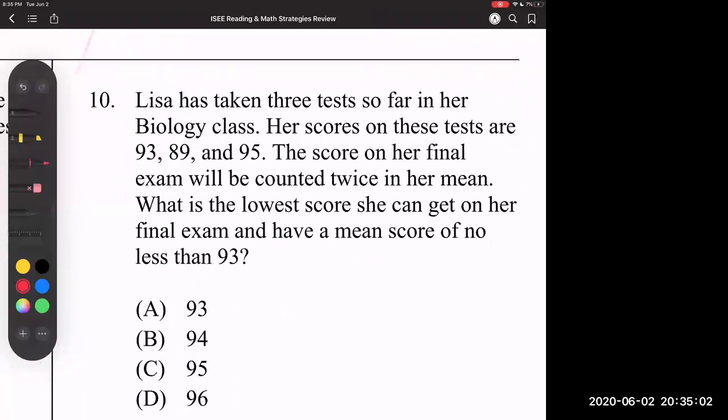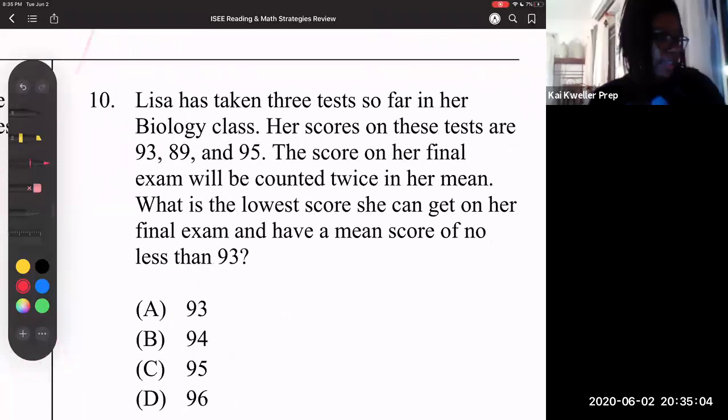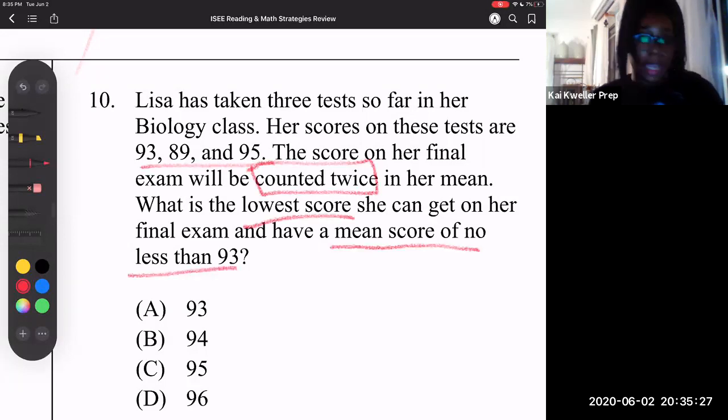All right, so let's go. Lisa has taken 3 tests so far in her biology class. Her scores on these tests are 93, 89, and 95. Underline those numbers because they're important. The score on her final exam will be counted twice in her mean. What is the lowest score that she can get on her final exam to have a mean score of no less than 93?